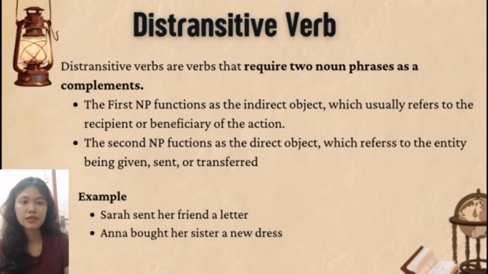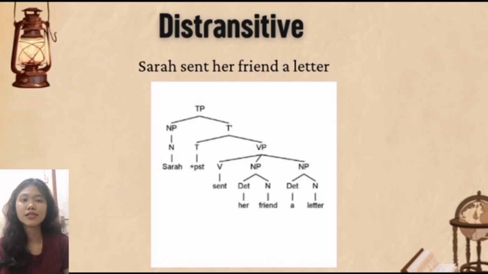And next is the transitive verb. These transitive verbs are verbs that require two objects, an indirect object and a direct object. For the first example, Sarah sent her friend a letter.